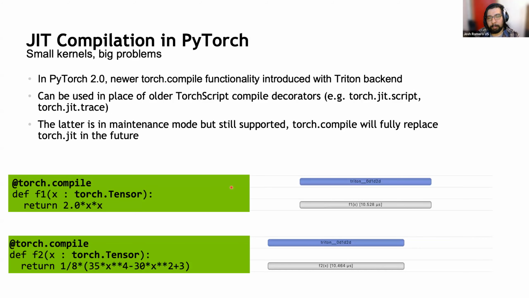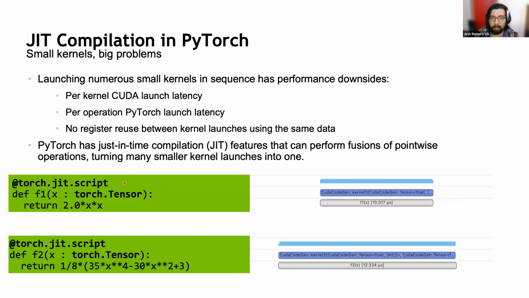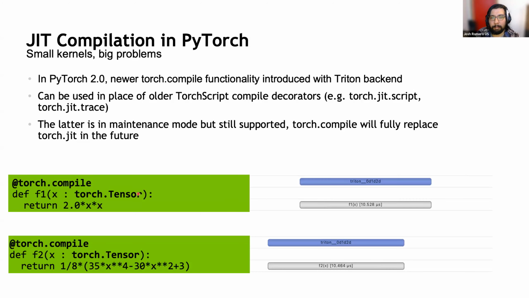In PyTorch 2.0, Torch JIT script is the old syntax before PyTorch 2.0 introduced torch compile, but it effectively operates the same way. And in this case, whenever I took this profile in these pictures, I used Triton as the backend to compile these kernels. Torch JIT script is in maintenance mode, but it's still available.